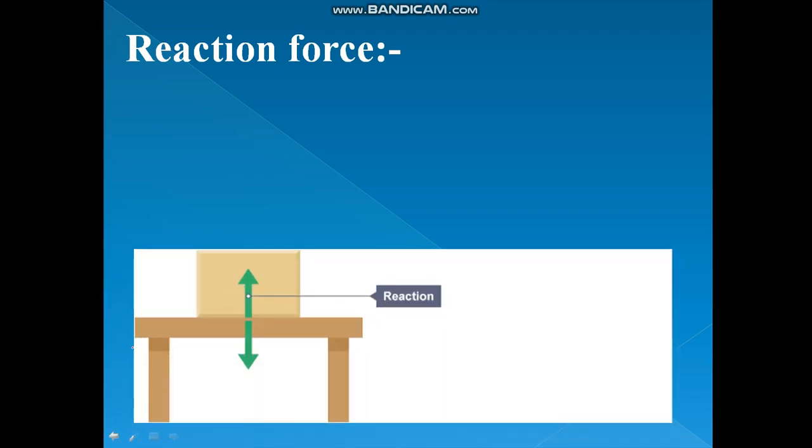Now, over here, can you see this table? Right? Now, on this table, there is a block kept. Now, the weight of the block, you can see, is acting in the downward direction. It is shown over here. And that means this block is exerting a force on the table, but this table will also exert a force on the block. That is the reaction.